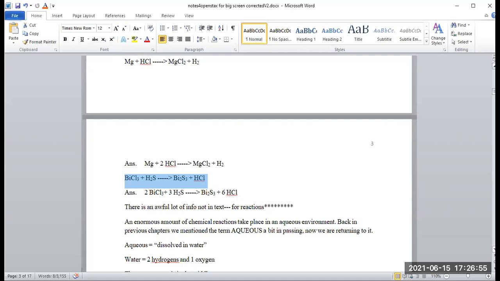Making more is putting the coefficient out in front. So if I put a 2 out in front of my BiCl3, that solves a couple of problems at the same time. It not only gives me the 2 bismuth that I need, it also gives me more Cls to mess around with. By putting the 3 here in front of your H2S, that will mean that I have 6 hydrogens to go with the 6 chlorines that I just made.